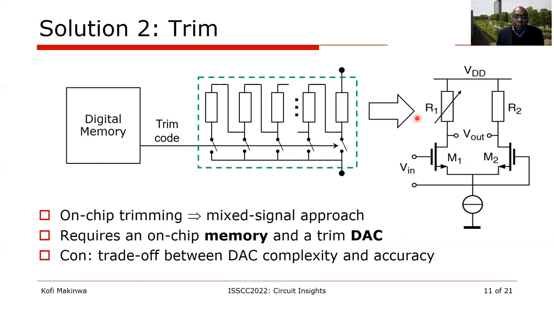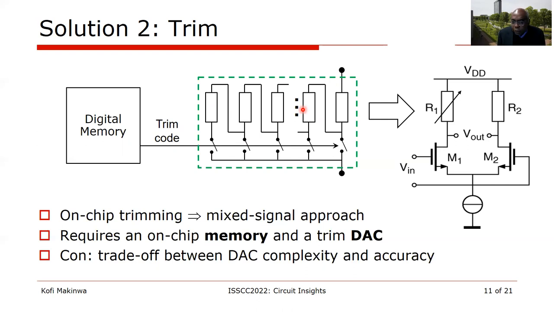This is a little bit more complex, because now you need a memory. You need a memory, a digital memory, that will store the trimming code, which in turn will control which of these switches will be turned on and off. And you need to make a DAC, because this is essentially a digital to analog converter. You put a digital code in, and it selects some analog components.